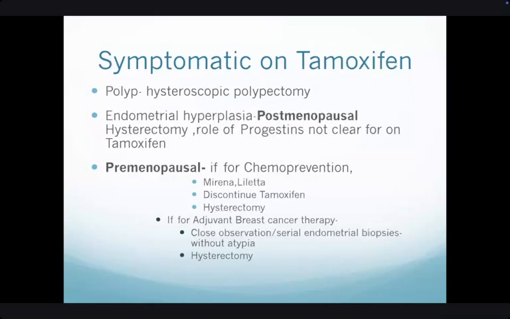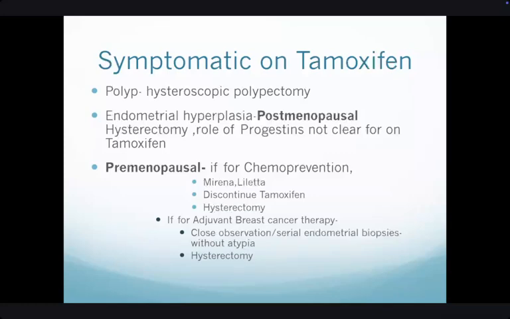So if they are bleeding, but they've got something that you can treat, something that is causing them to bleed, for example, if they've got a polyp, you can do a hysteroscopic polypectomy. And if they've got endometrial hyperplasia, it's different for postmenopausal and premenopausal women. So for postmenopausal, hysterectomy is the definitive treatment.